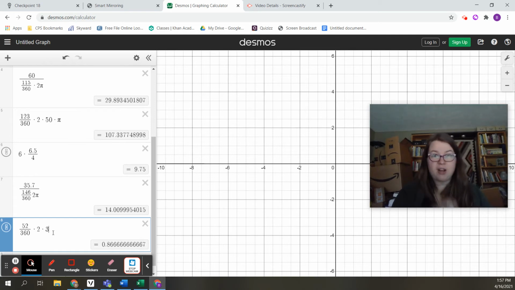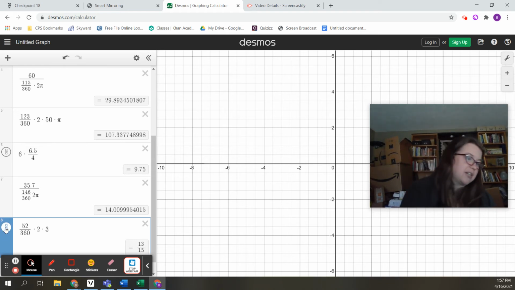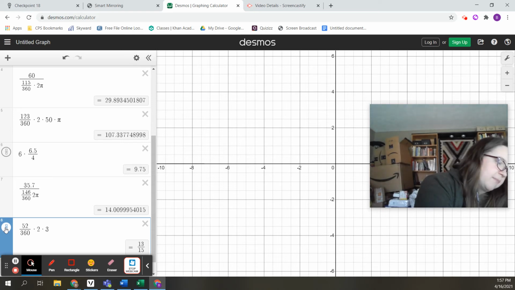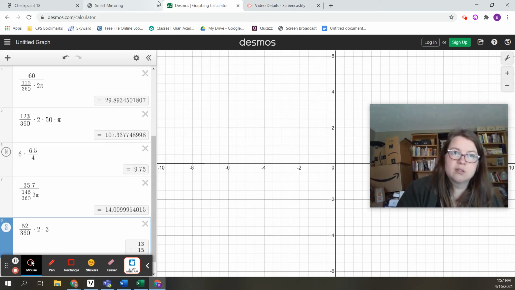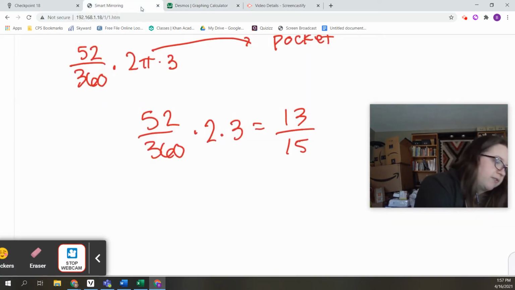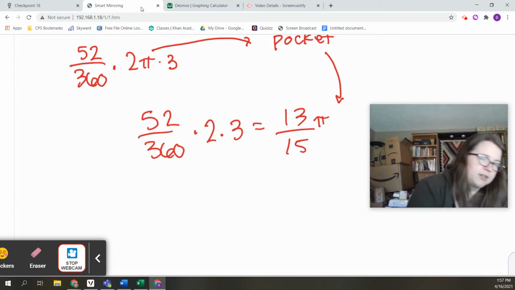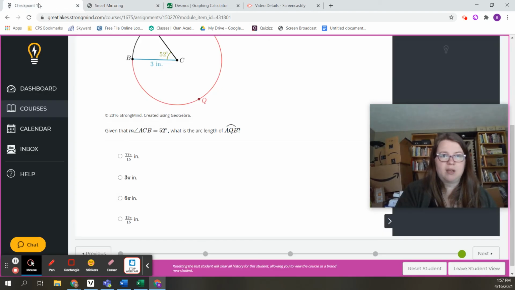And we get that. Now watch how cool Desmos is. If you have another calculator, you can do this. If you have a TI, you can push the math button and then enter, and it should do the same thing. Click on that and it changes it back to a fraction. I got 13 over 15. So we're going to come here. We did 13 over 15. Now we're going to take the pi out of our pocket and put it up there with 13. So 13 pi over 15.